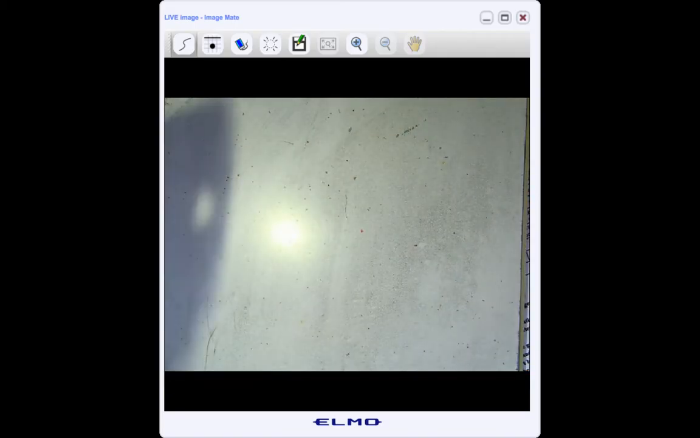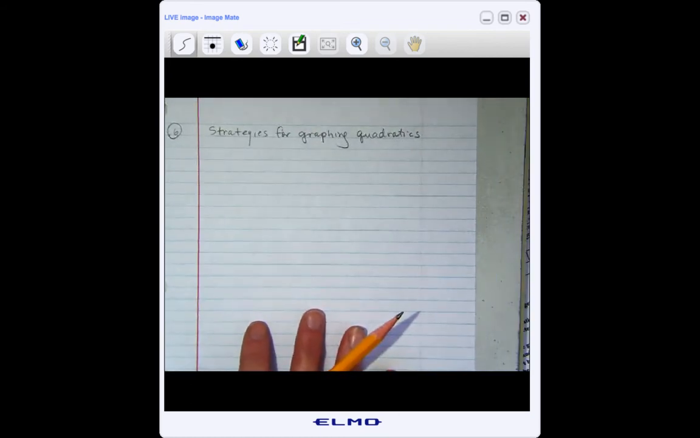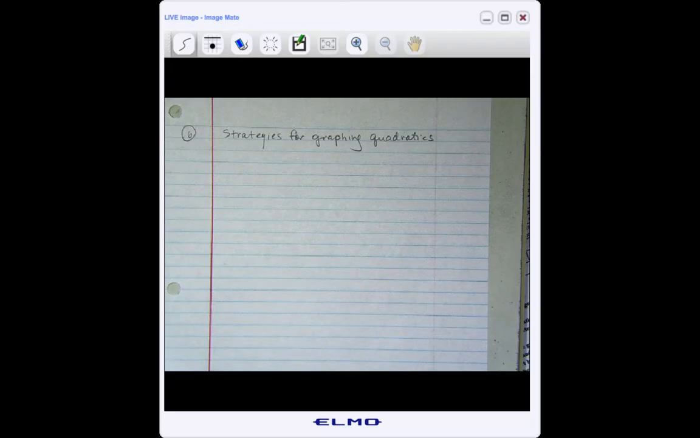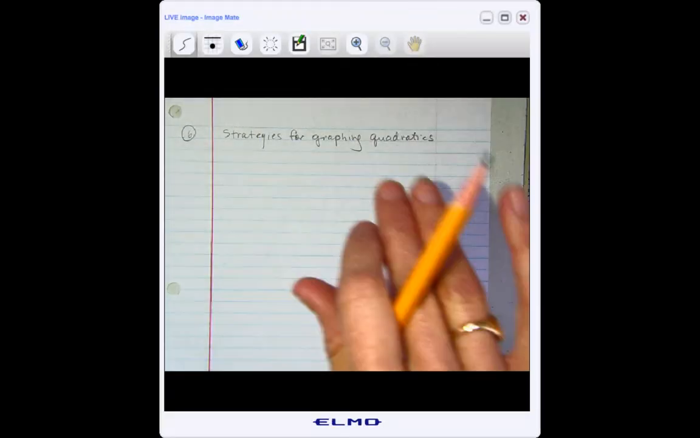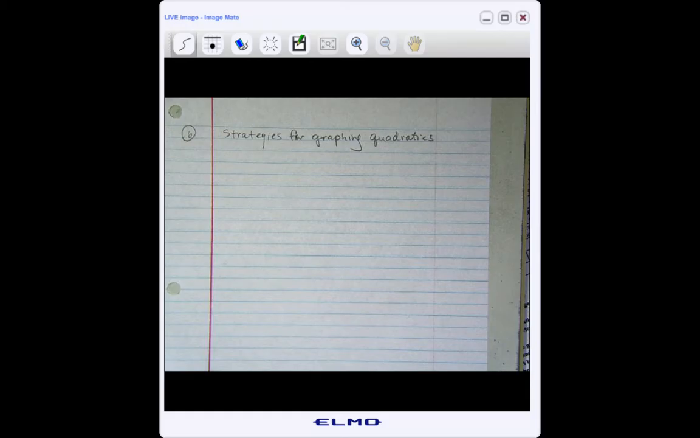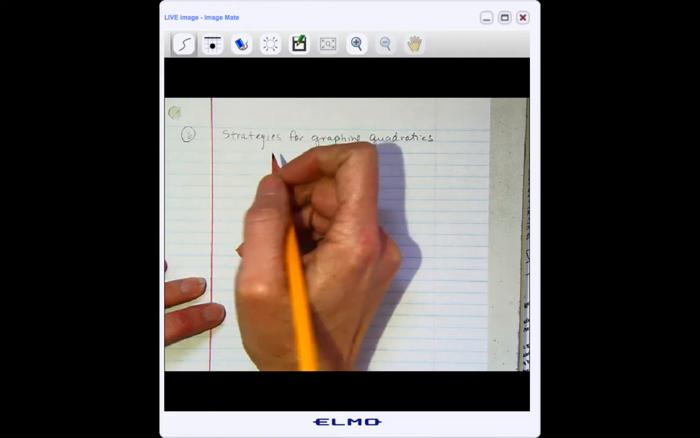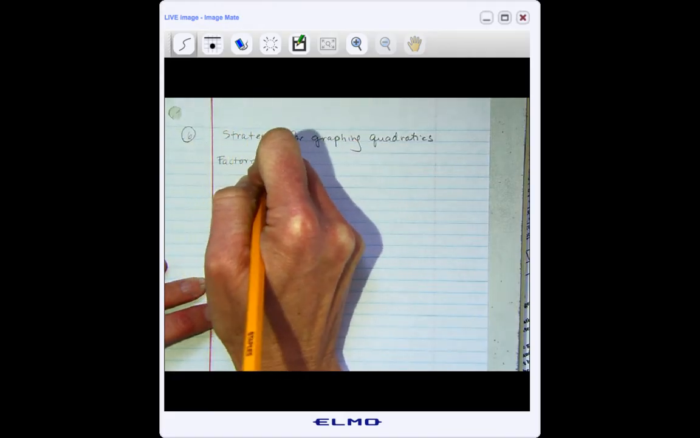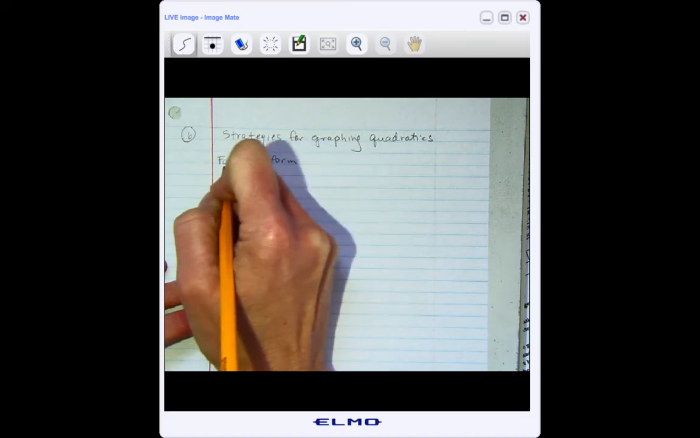So then we do need to take a few notes. What are some strategies for graphing quadratics? We're going to be thinking about the different forms that we can graph from. I'm just kind of looking at my notes. You should be able to graph from the 3 different forms. So let's look at an example of factored form. If I have factored form, how do I graph it?